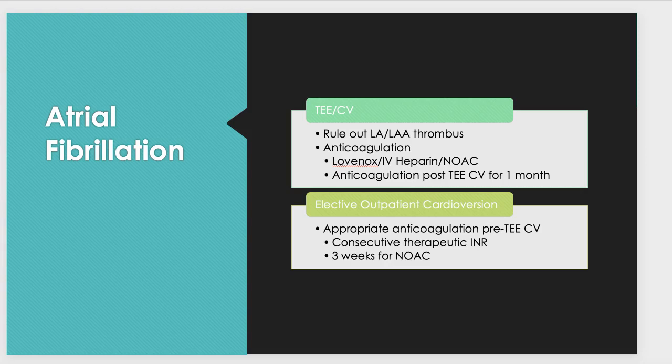The other approach to this is that if a patient has been appropriately anticoagulated prior, they do not need the TEE. They can just have a cardioversion. So they need to have 1 month, or 3 to 4 weeks, of consecutive therapeutic INRs, or 3 weeks of uninterrupted novel anticoagulants.